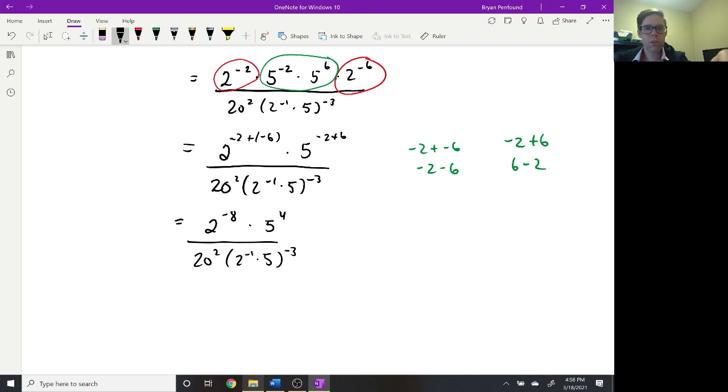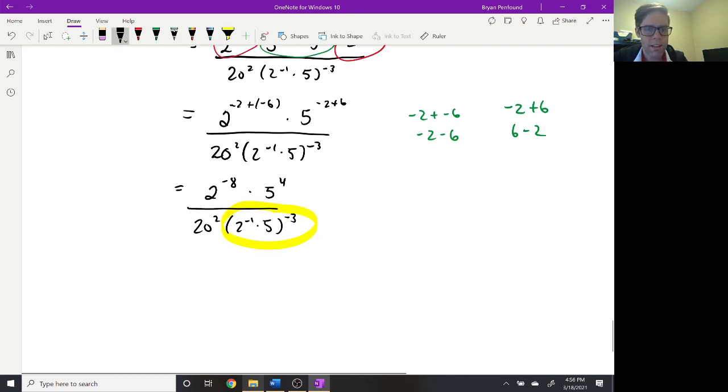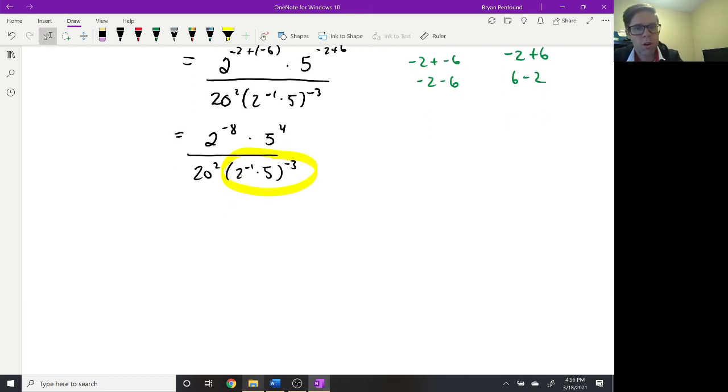Right, so now you notice in the numerator, I'm just going to highlight it, we have a base of 2, a base of 5. These are both prime numbers, so there's no way that I can somehow manage to combine these things using exponent laws. So our goal now turns to dealing with the denominator, and first and foremost, let's distribute this minus 3 over this multiplication.